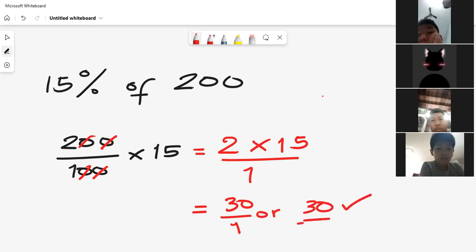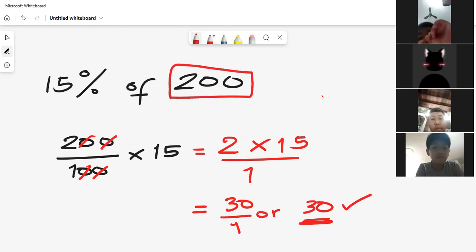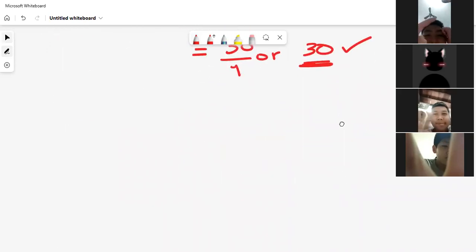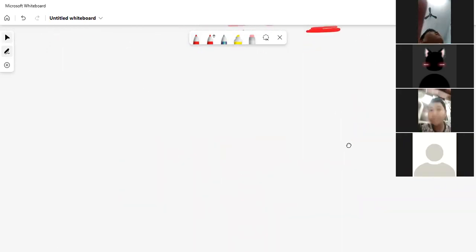Perfect. Easy, no? Very easy if this one has 2 zeros. Okay, I will give 2 zeros today. So this one is for Junlajak.